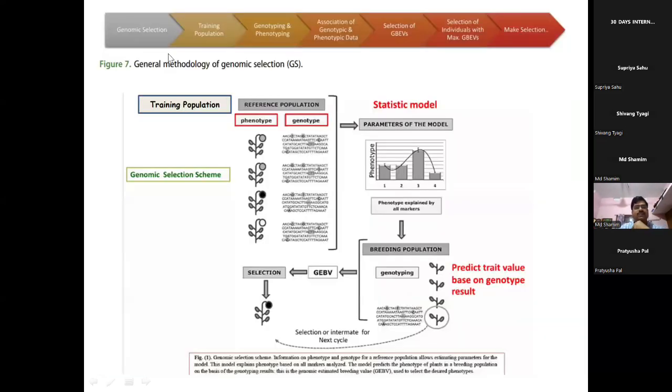These are the general methodology steps for genomic selection. In the first step, we generate the training reference population, then we go for genotyping and phenotyping, then a statistical model is applied to predict the trait value based on the genotypic results, giving GEBVs, and we select the superior traits using the genomic selection approach.